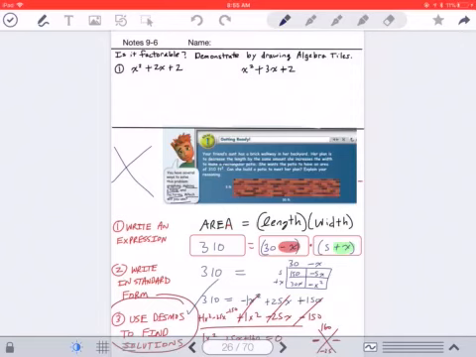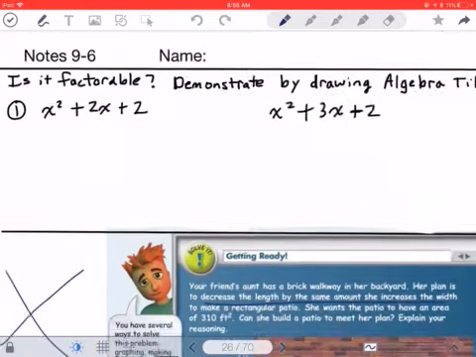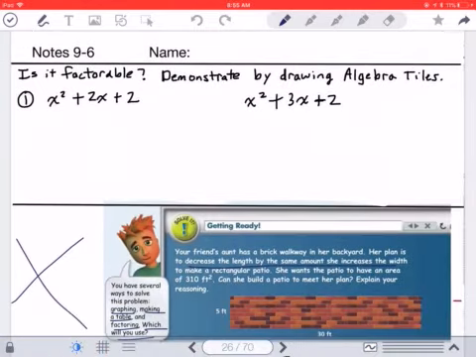Okay, back to the notes here. 9-6. Hit the wrong button after the warm-up right there. So I want you to go back up to the top. We can white out this section.